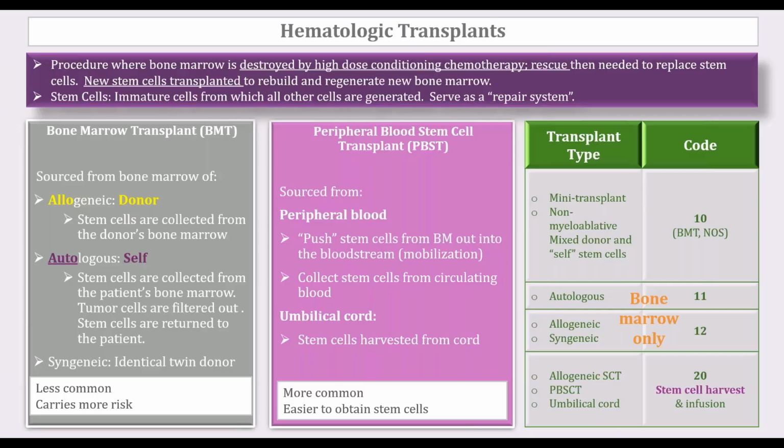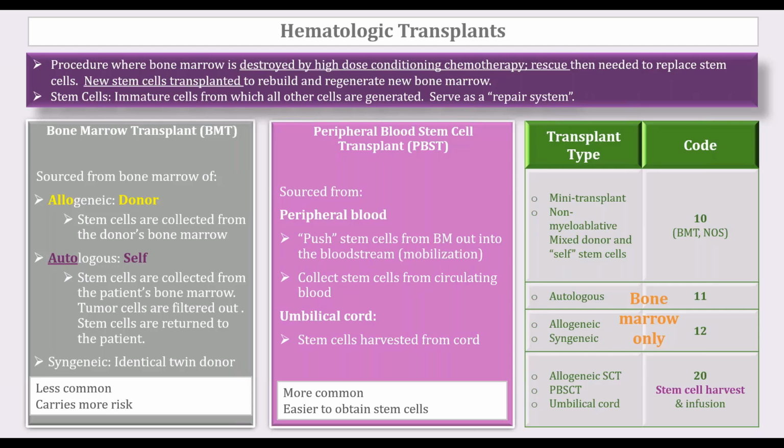We're going to take a look at what those transplants could look like. These can be tricky to code. Both bone marrow transplant and stem cell harvest collect stem cells to replace the marrow of patients with hematopoietic cancers. Heme transplants are procedures where first the bone marrow with the abnormal and faulty cells is destroyed by that conditioning high-dose chemotherapy, where then a rescue is needed to replace those stem cells. So new stem cells are transplanted to rebuild and regenerate new bone marrow.